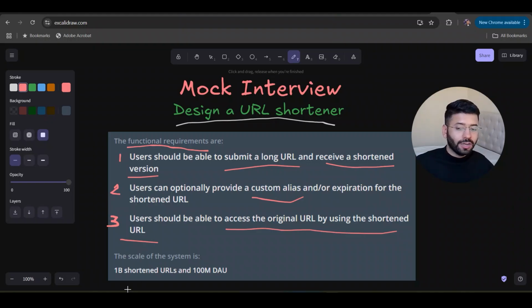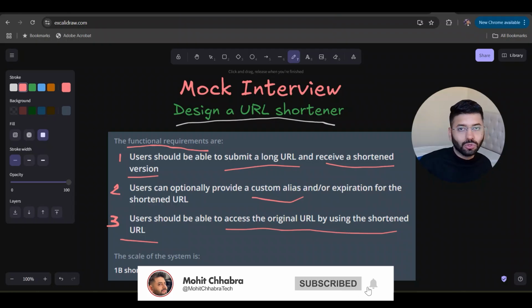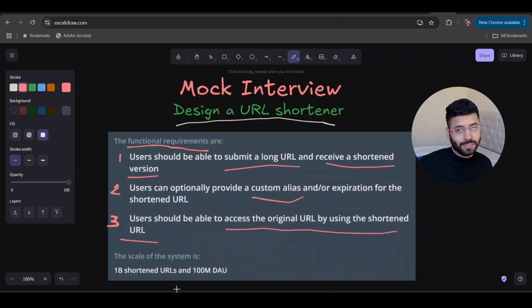And we were also provided with the scale of the system. So we need to design our system so that it can handle a high level of scale. Alright, these three were the functional requirements that were provided to me in the question. So after this, the interviewer asked me a few questions. So let me take you through the questions one by one.